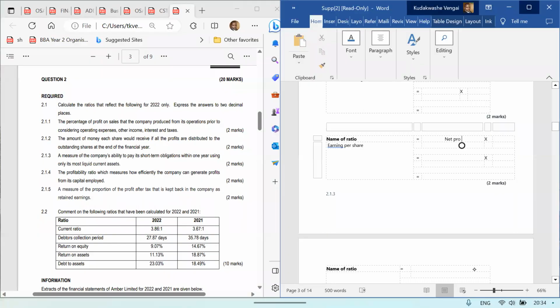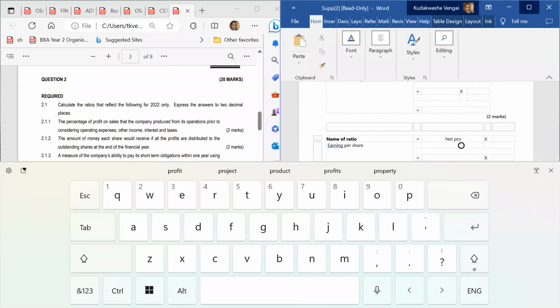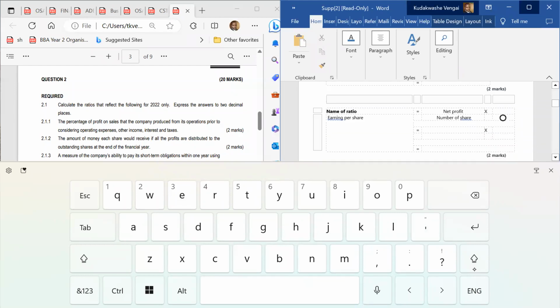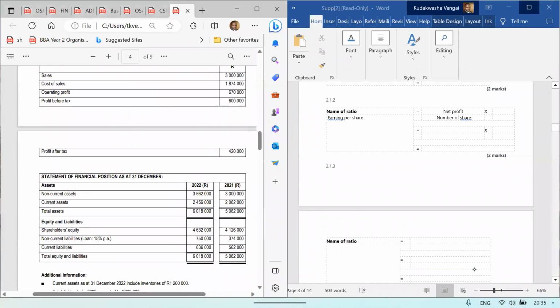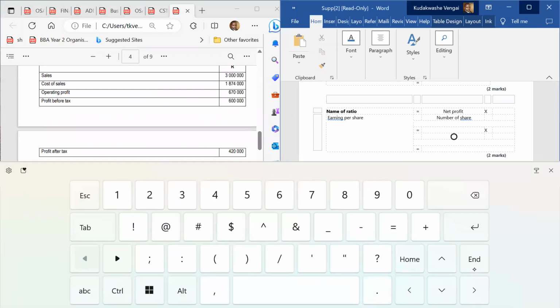All right. So net profit attributable to shareholders divided by number of shares. That's what you write. This one does not multiply by 100, so you don't need to put information there. And then you put your numbers now. You go and check what was the net profit attributable to shareholders. If you check there, you have it. Profit after tax, which is 420. So you can write here 420.